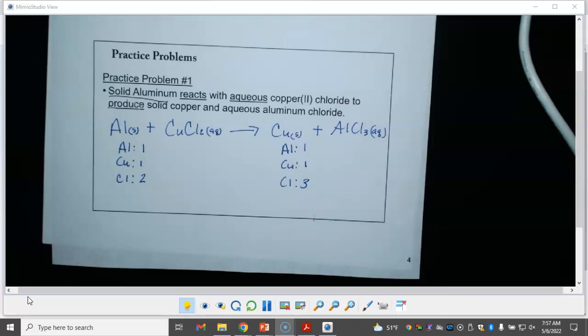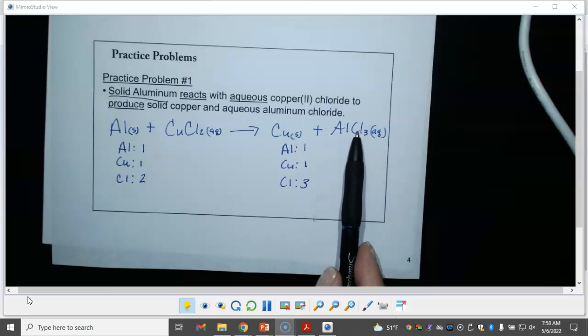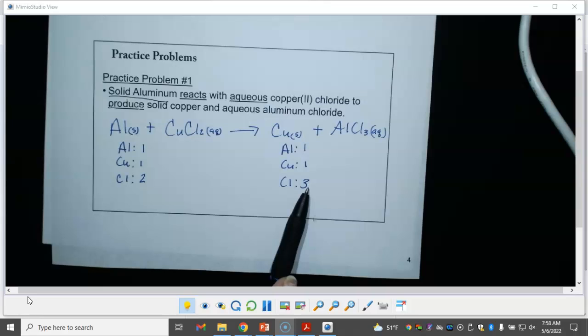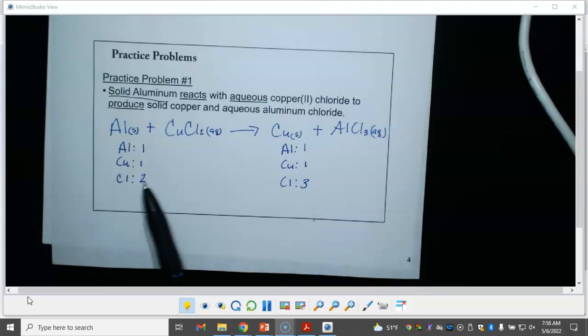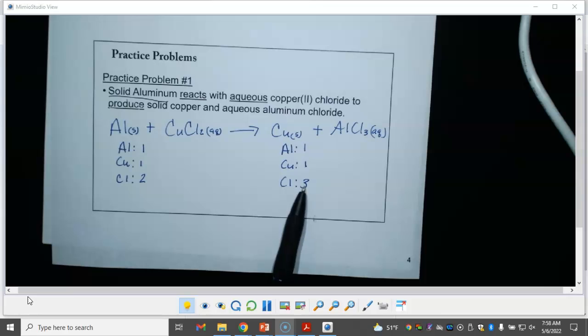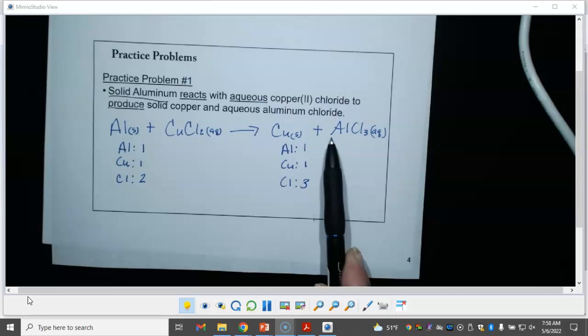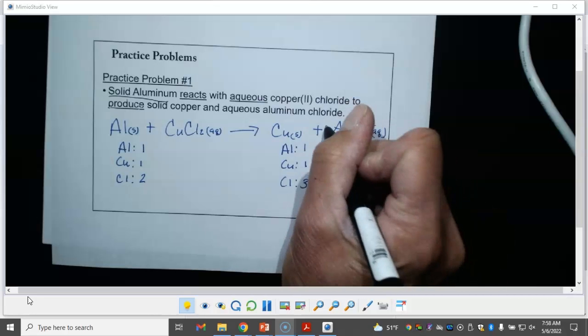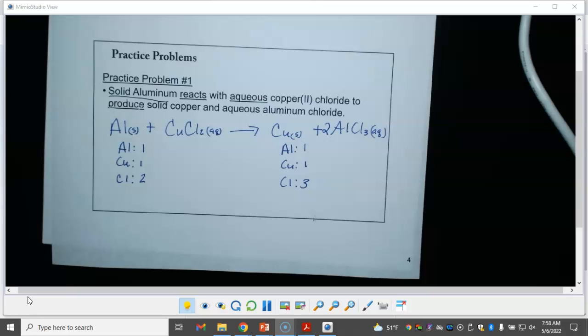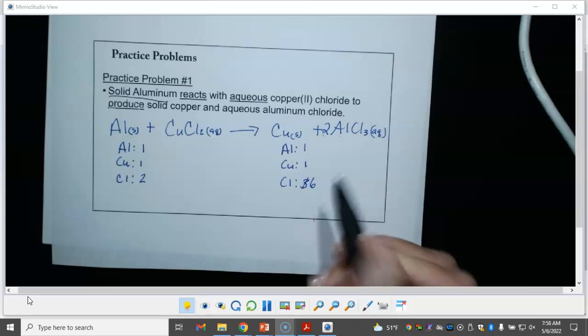So what needs to be fixed? Chlorine needs to be fixed. Let's start on this side, okay? Because right now we have a 2 and we have a 3. So a number that is common to 2 and 3 that they can both divide into evenly would be 6. So let's try and get 6 on each side. So in front of my formula over here, I'm going to put a 2. Now that's going to change my chlorine, which is great. 2 times 3 is going to give me 6. But that also changes my aluminum to 2.